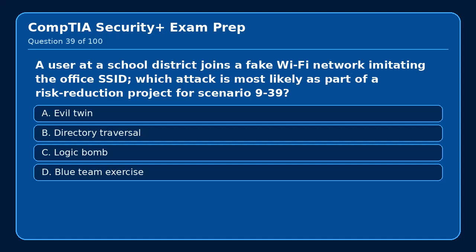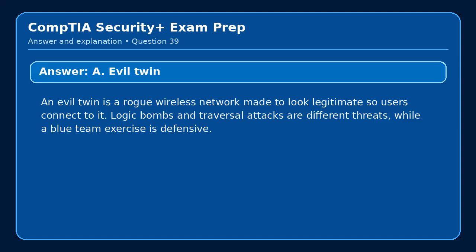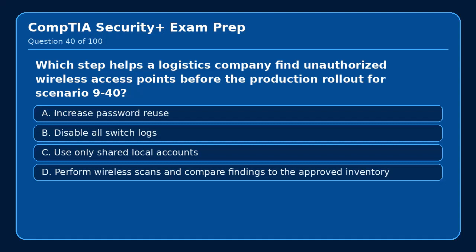Question 41. A workstation at a cloud startup shows kernel level persistence after malware removal attempts. Which response is safest during a service reliability review for scenario 9 to 41? A. Trust the same infected operating system to clean itself. B. Give the user domain admin rights. C. Add the malware folder to antivirus exclusions. D. Image the system from trusted media after preserving evidence.